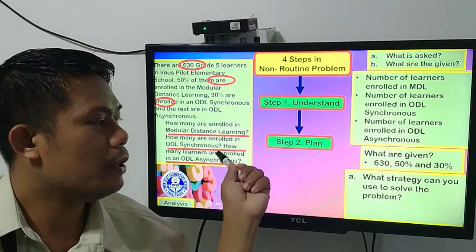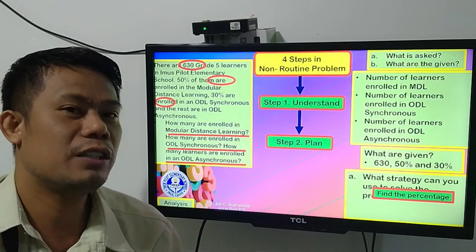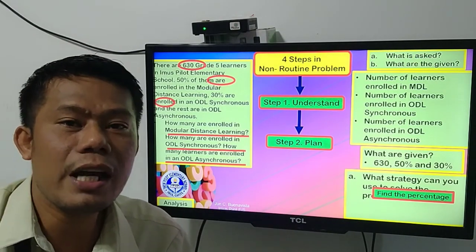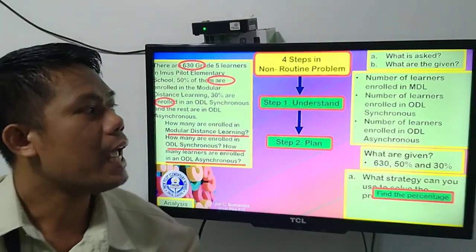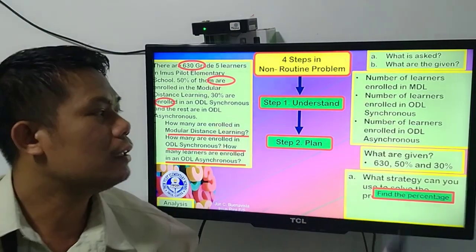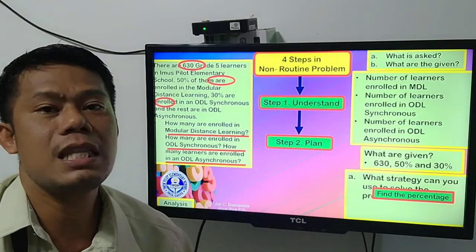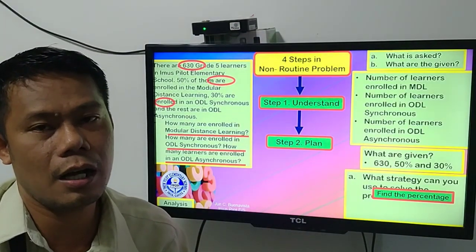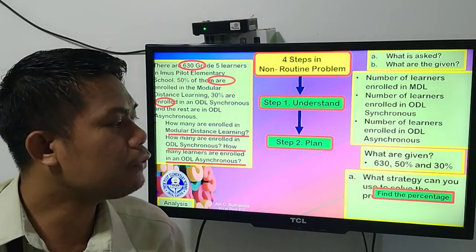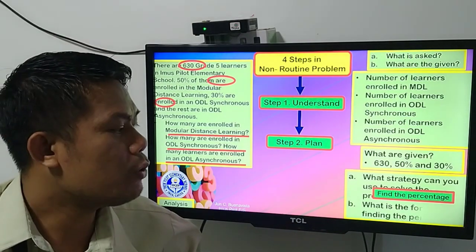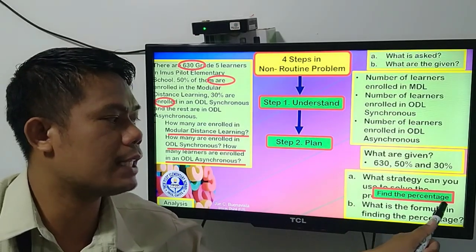So looking at the problem, of course we already know what the problem is about. It involves what? We're going to find the percentage, or we are going to solve the percentage of enrolled MDL, enrolled ODL synchronous, and enrolled ODL asynchronous. Those three are finding the percentage, and the operation that you are going to use is multiplication. Then after you know the strategy, we are going to know what is the formula in finding the percentage.